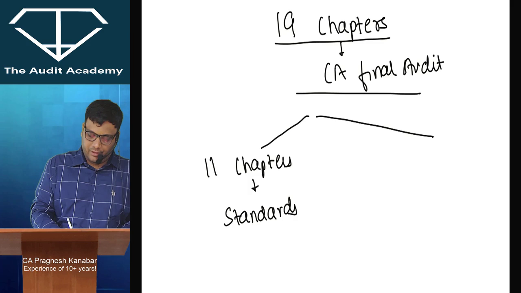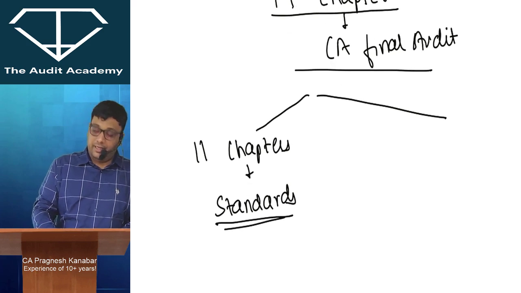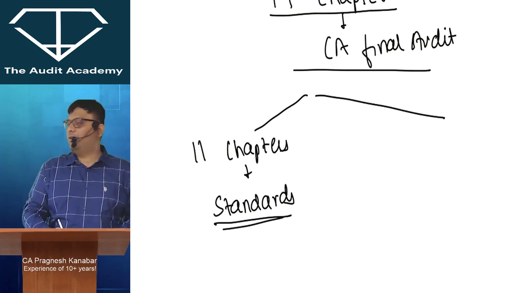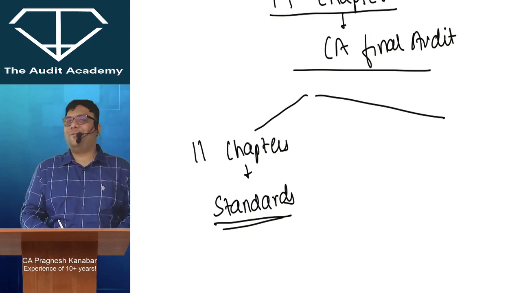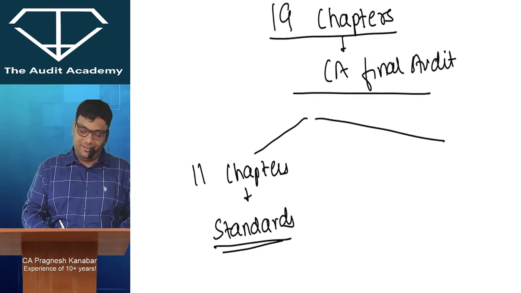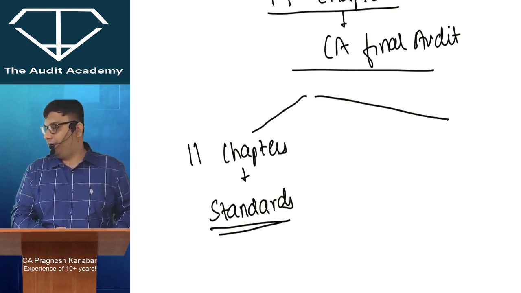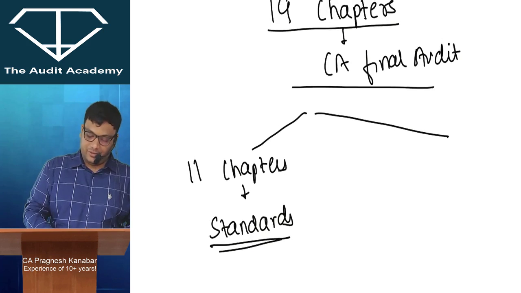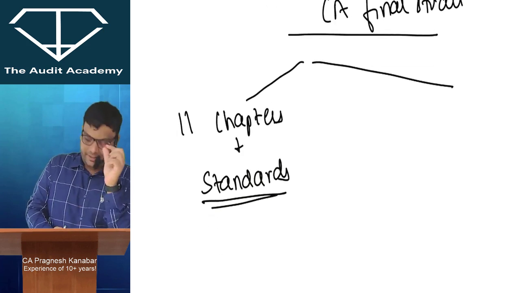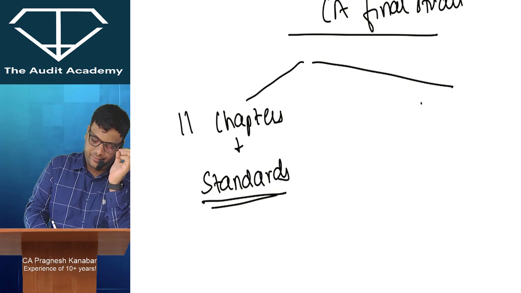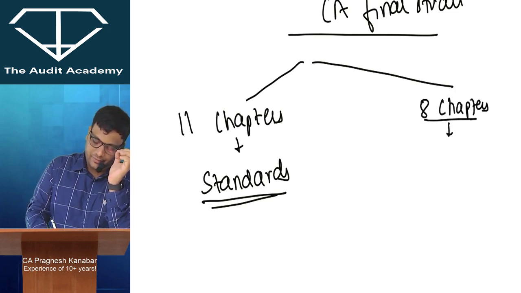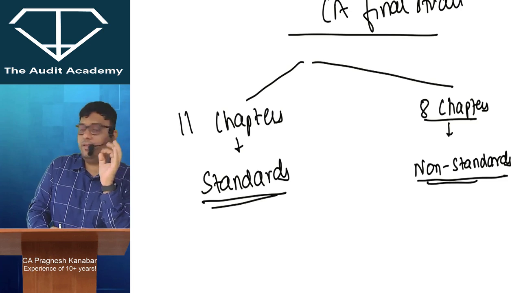standards on auditing. I think at Inter CA level also you had some standards on auditing, but obviously I'm not going to assume that you remember anything of Inter CA, even though it is a fast track batch. I will start with the assumption as if you don't know anything. I think that is a better assumption. Okay, so 11 chapters are based upon standards, and 8 chapters I will club as non-standards. Okay, this is the first thing.